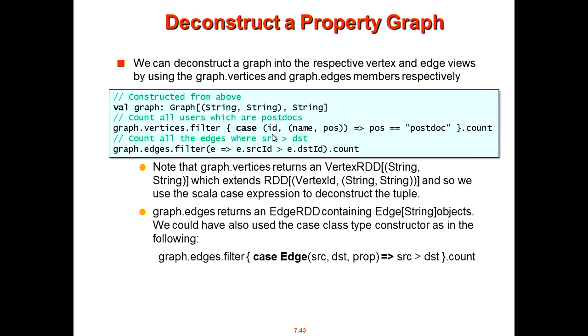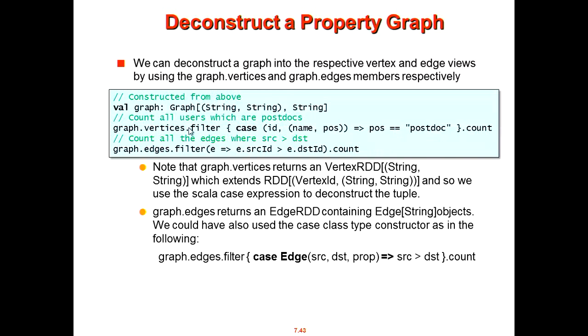And filter. And case is to check if the format is like this. If it is a format ID and name and the role or the position, then we will check if the position is postdoc. If so, then it satisfies this filter condition, right? So it's a filter. And then we do a count. It will return the result for us. How many postdocs in this project in the graph?